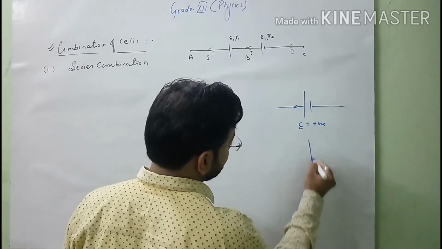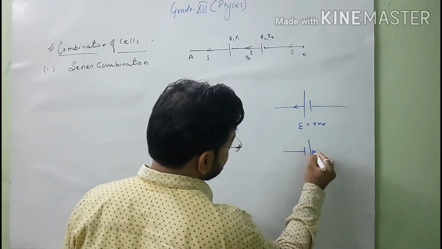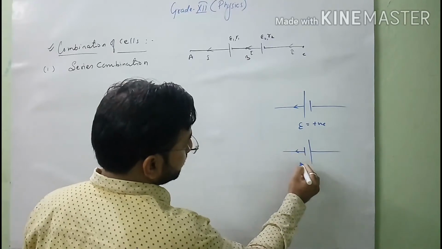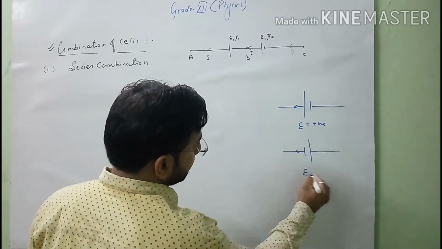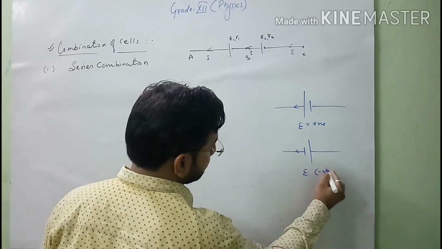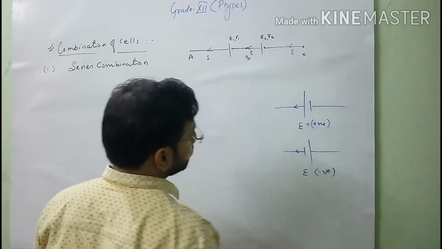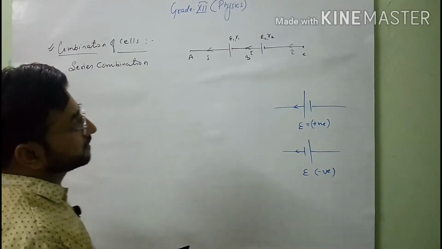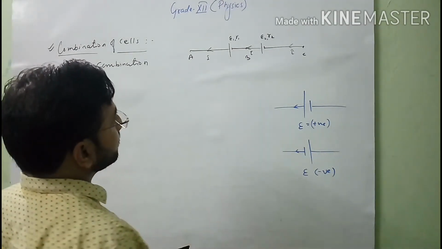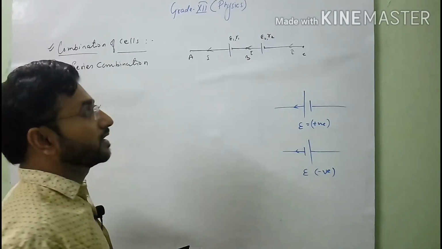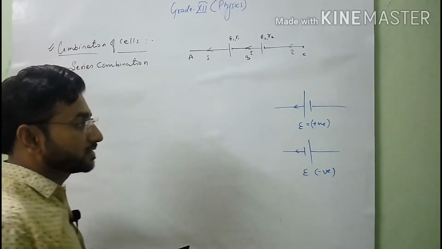Clear? Remember 2 points. When the current is leaving the negative terminal, at that time we will take epsilon with a negative sign. Clear? These are the 2 points which will come in the next step of this derivation. Here, in both cases the current is leaving the positive terminal, so we will take epsilon 1 and epsilon 2 as positive.